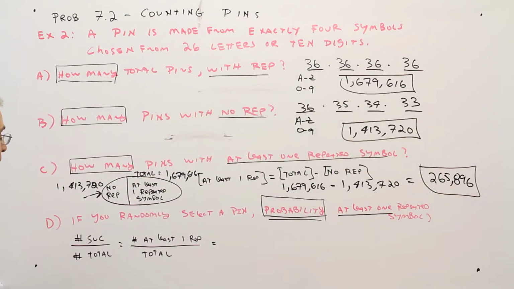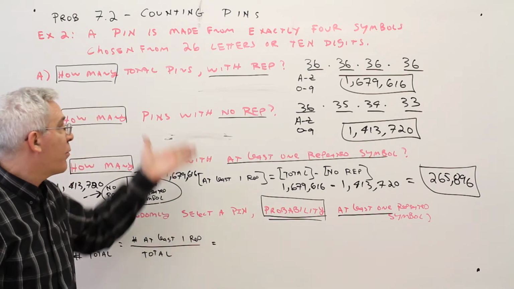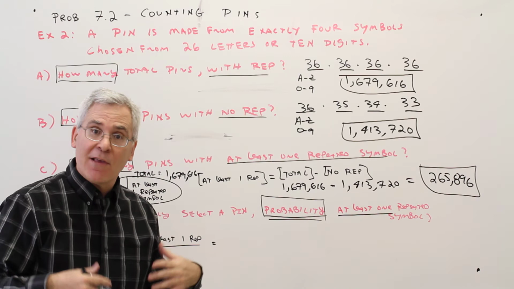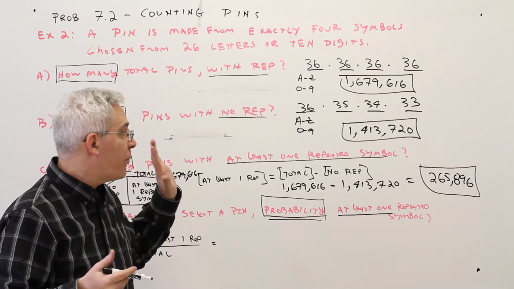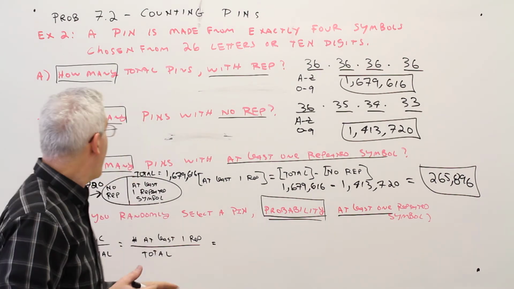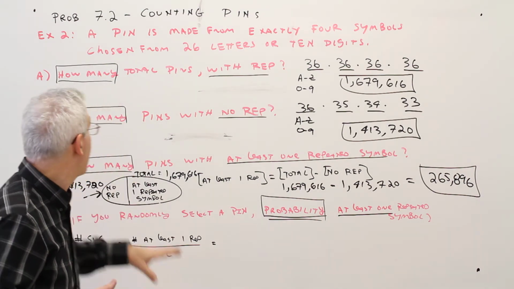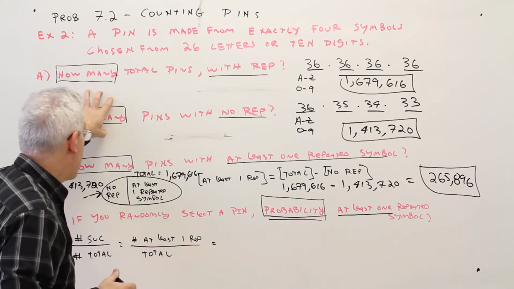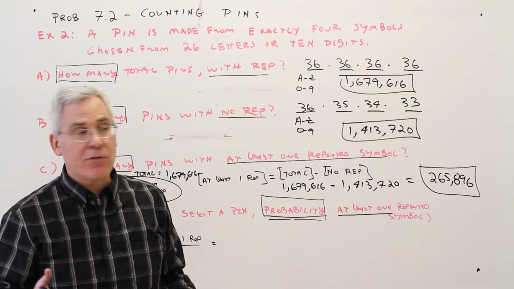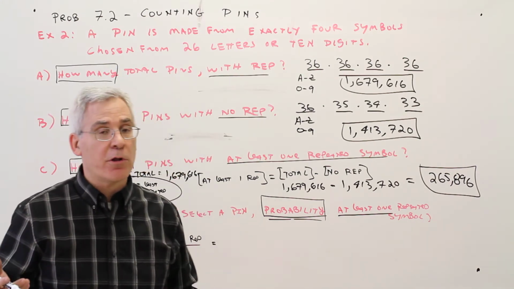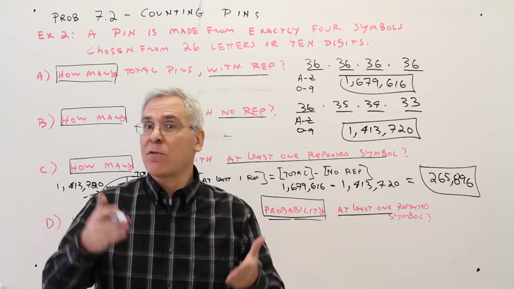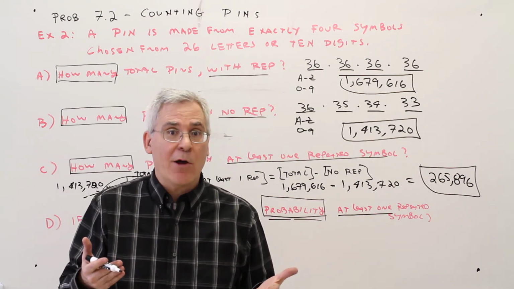Okay, now this is really the problem that could have been asked without all this guidance along the way. If you randomly select a PIN, what's the probability of getting at least one repeated symbol? So I've also boxed some other important things. How many, how many, how many, probability. And probability is just the number of successful outcomes over total. So in order to do probability, you got to know how to count. That's why so many of our examples just involve counting.